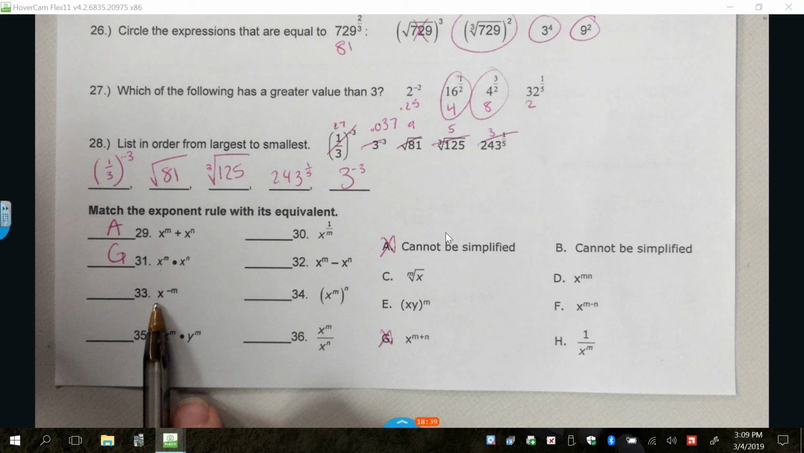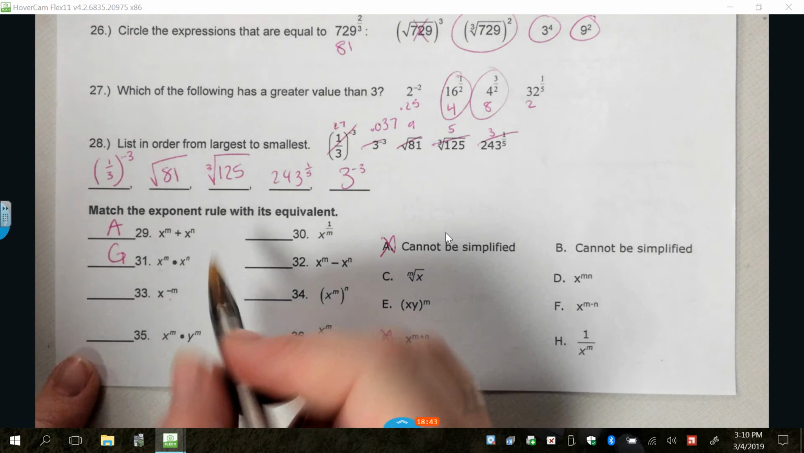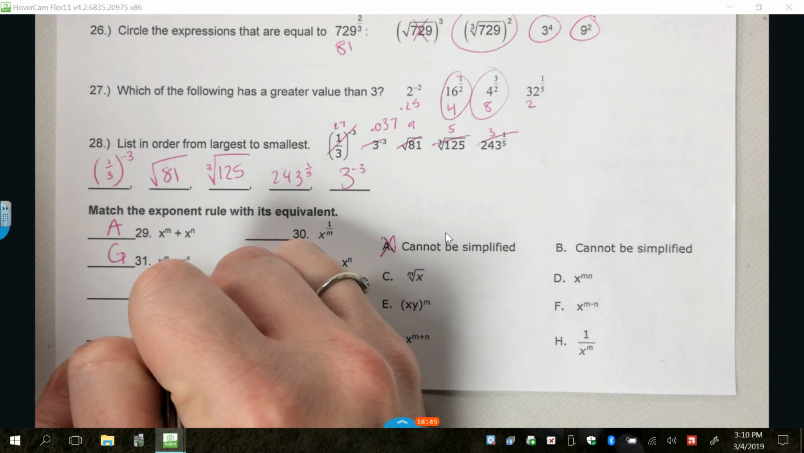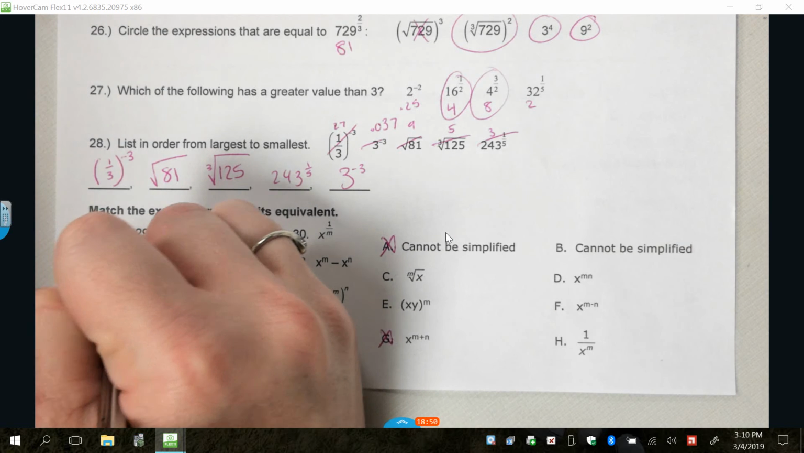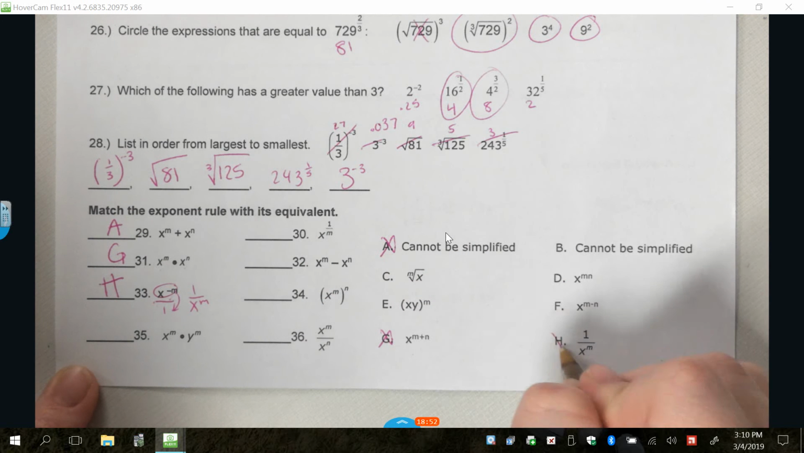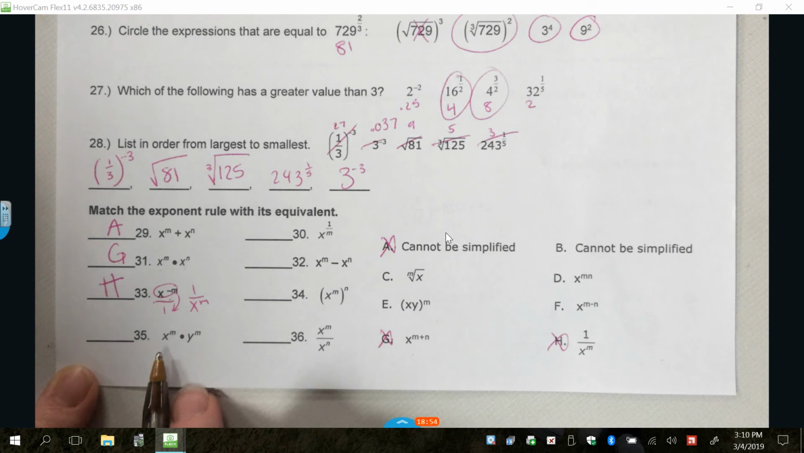Okay, x to the -m power would be 1 over x to the m. Remember, that's when it means it's on the wrong side. So that would be h. Here, these are not the same, but the powers are the same. So this could be a xy to the power of m.